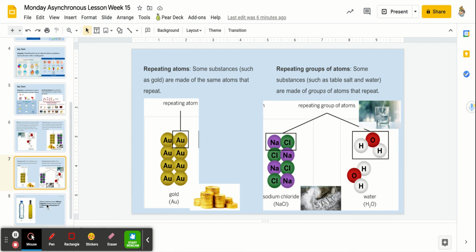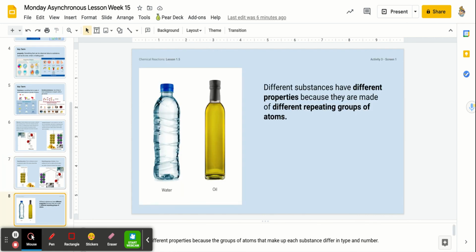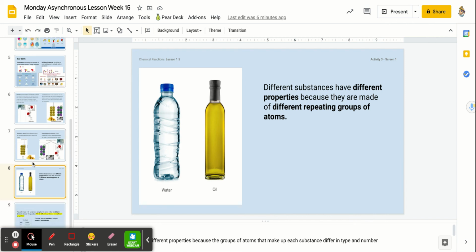And because different substances might have different patterns of atoms or different repeating groups of atoms, that's what makes them different. That's what makes oil and water so different. Water has different molecules and repeating molecules than oil does. So those are what's going to make these substances different, right? Oil and water are two things that are pretty common household items that are very different.